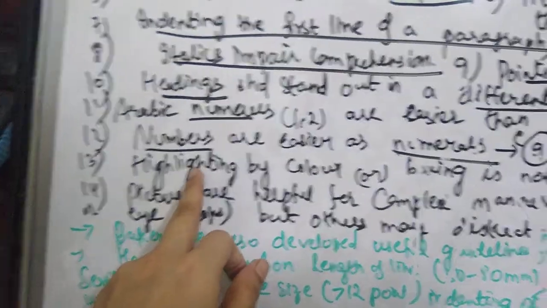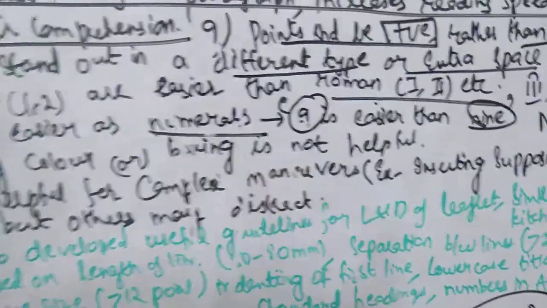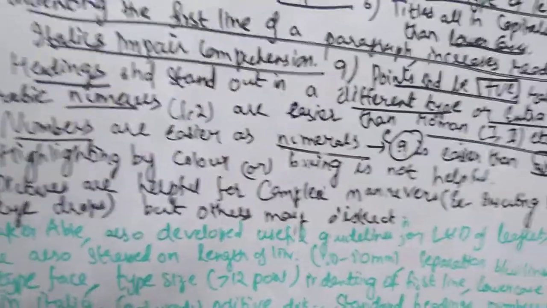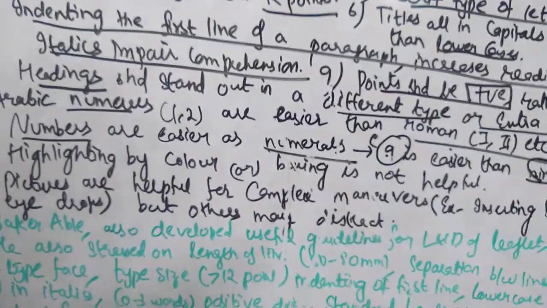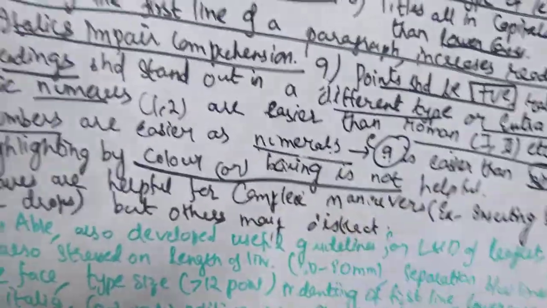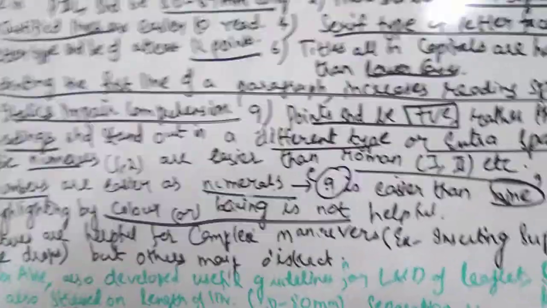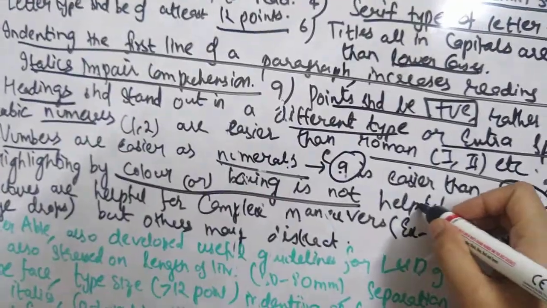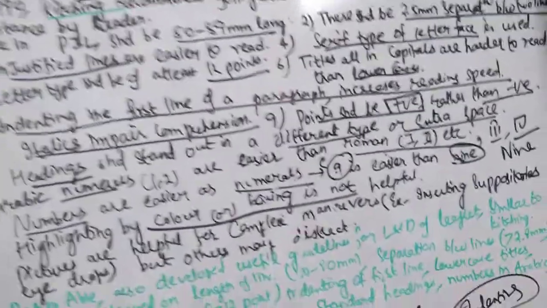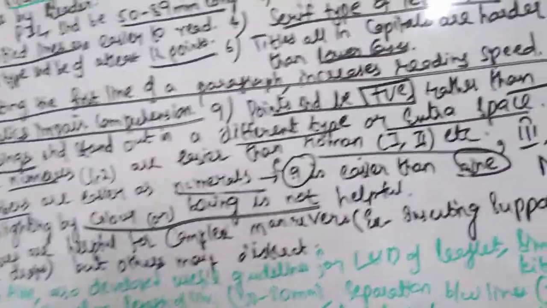The next point: highlighting by color or boxing is not helpful. Whenever we write an exam or see a textbook and want to highlight something, what do we do? We use color, or we keep it in a box. We keep that paragraph or sentence, underline it, keep it in a box. That is helpful in another way, but not in a leaflet. It will not be helpful in a leaflet.